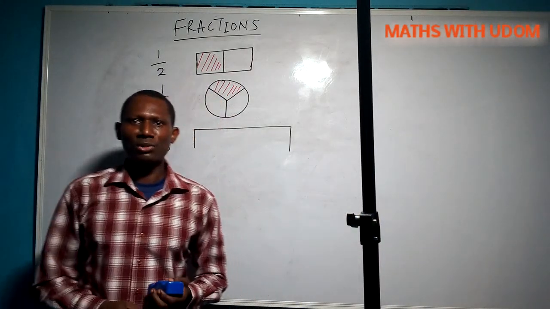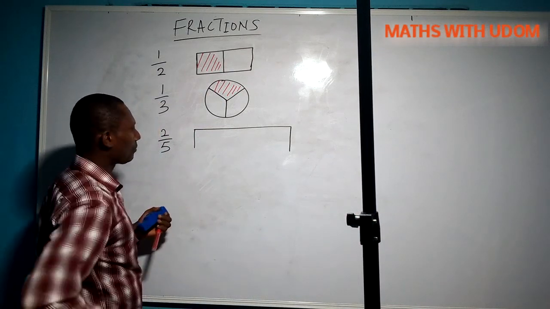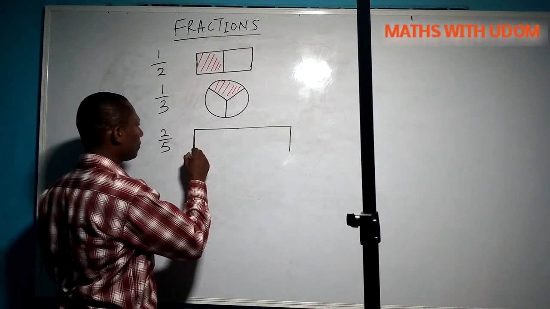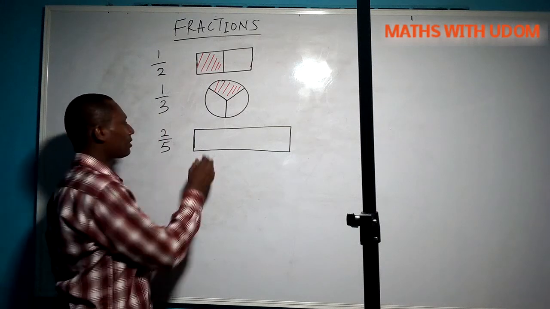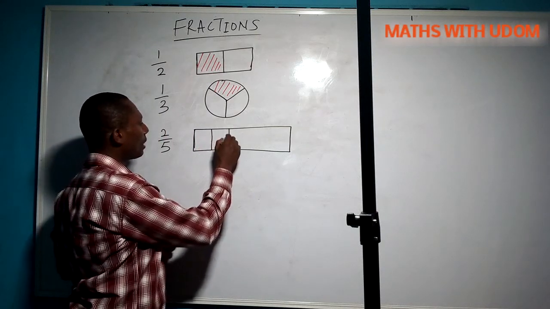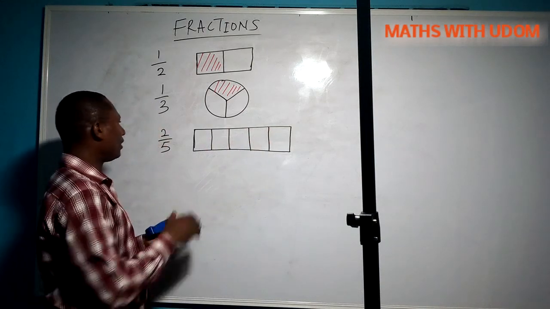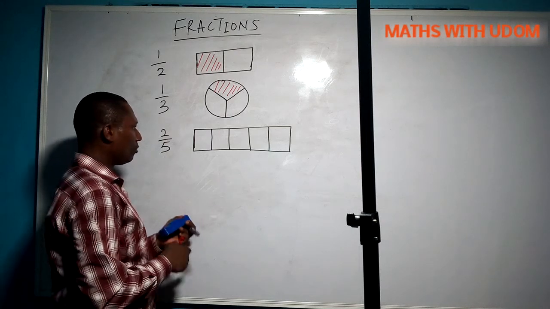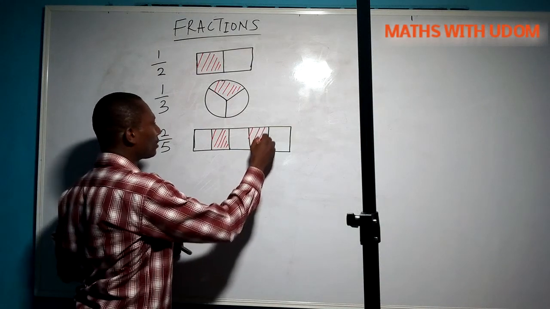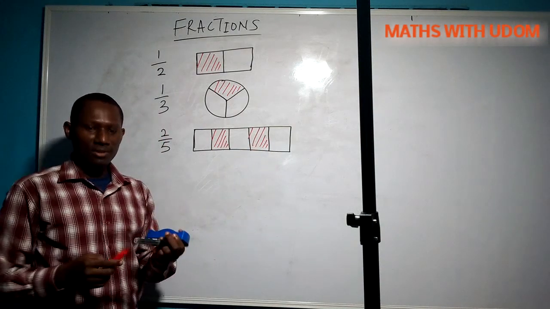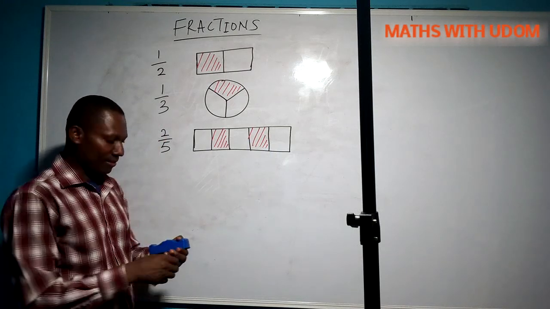Okay, so let's continue. Let's use a rectangle. If you have a rectangle this way, and you divide this rectangle into 5 equal parts: part 1, part 2, part 3, part 4, and part 5. And then the 2 on top will be shaded. That is, you have 2 parts out of 5 parts. So you shade 2 portions out of it. Then let's also look at 2/3, which is second to the last.